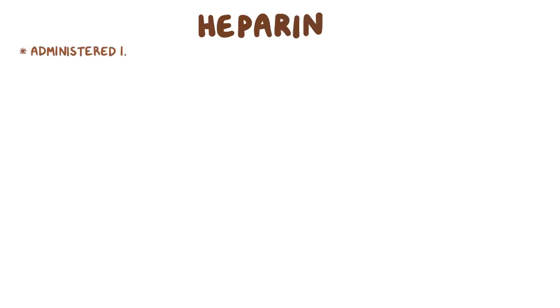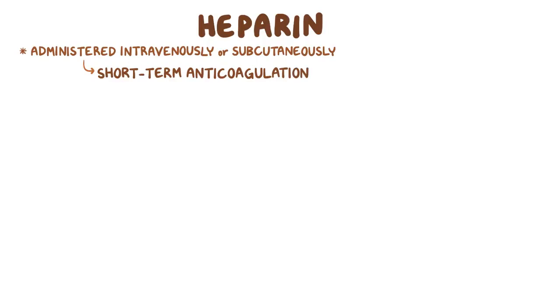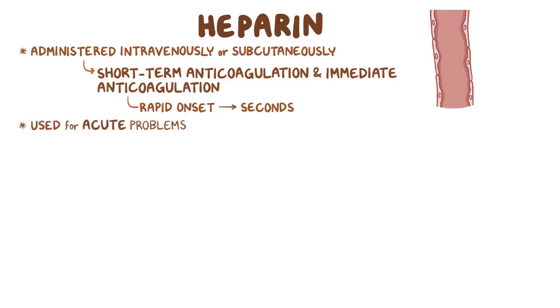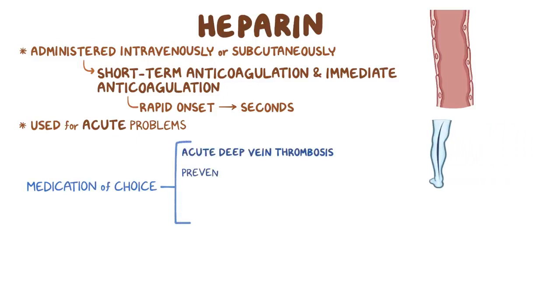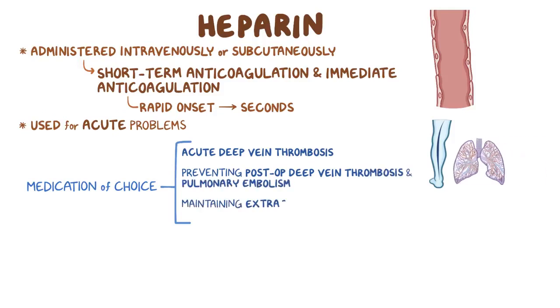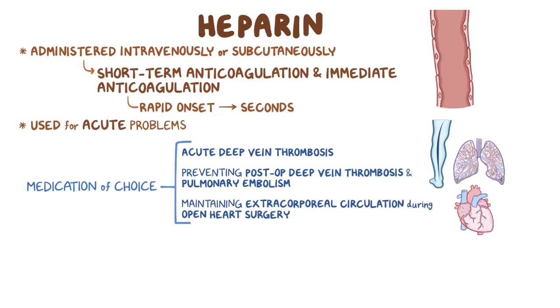Heparin is administered intravenously or subcutaneously for short-term, immediate anticoagulation because of its rapid onset, usually within seconds. Because of its direct route into the blood and immediate anticoagulant effects, it's used for many acute problems. In fact, it's the medication of choice during an acute deep vein thrombosis, preventing post-operative deep vein thrombosis and pulmonary embolism, maintaining extracorporeal circulation during open heart surgery, and renal hemodialysis.